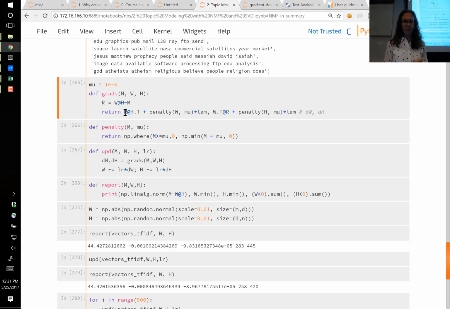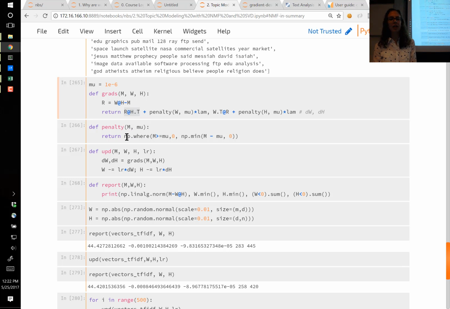And so here, we have the gradient from W, and then we also have this penalty term. This is for each of our matrices: the penalty is to penalize the matrices when they're negative. So we need a way to force the algorithm to go towards positive values for W and H. So we want to have a penalty when W and H are negative, and that's what's happening here.